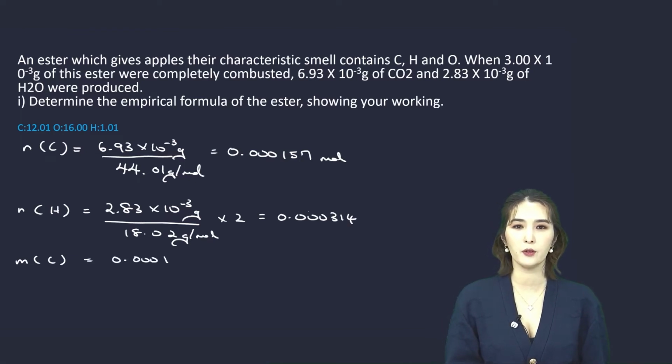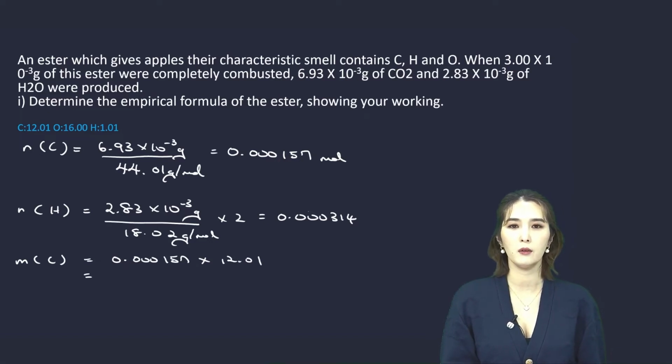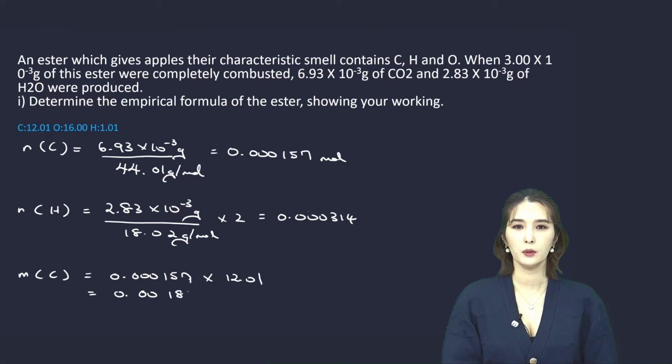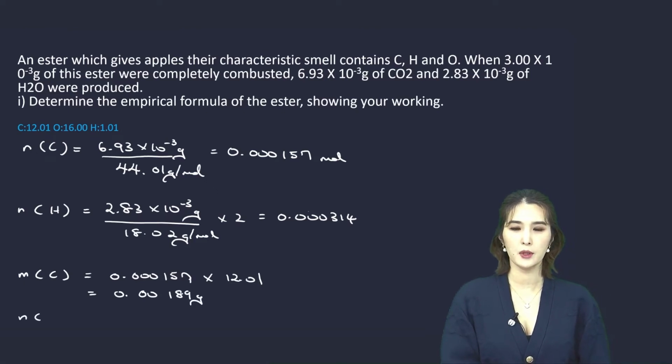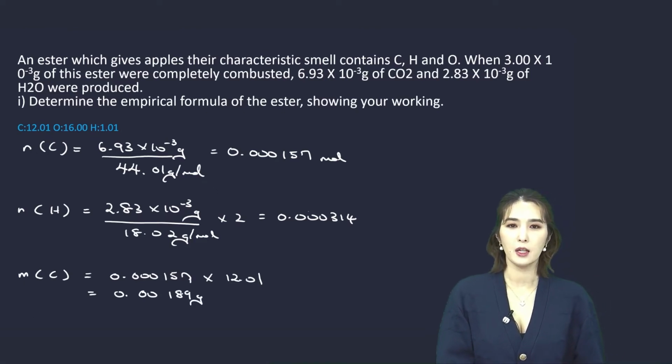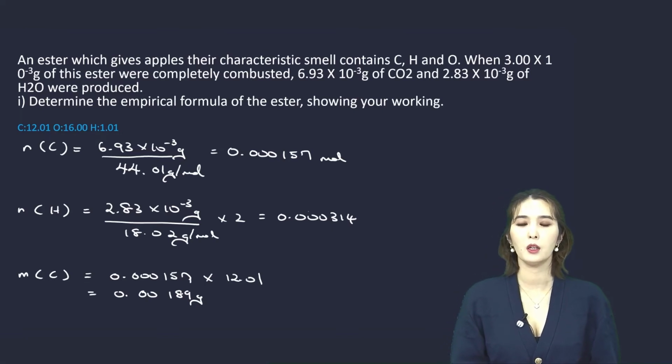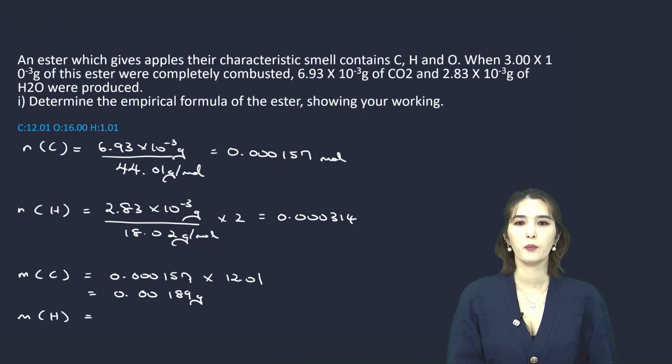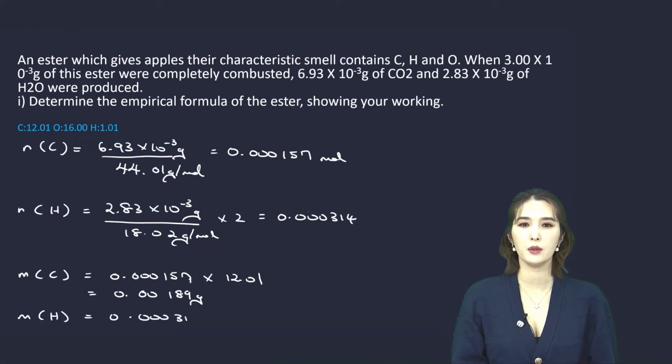Now, with the number of moles of carbon and hydrogen found, we now find the masses of carbon, 0.00157 times 12.01, which gets us the mass of 0.00189 grams. Now the mass of hydrogen can be found the same way. We multiply the number of moles of hydrogen by the molar mass of hydrogen. And so we multiply 0.000314 by 1.01. And that's going to give us the mass of 0.000317.